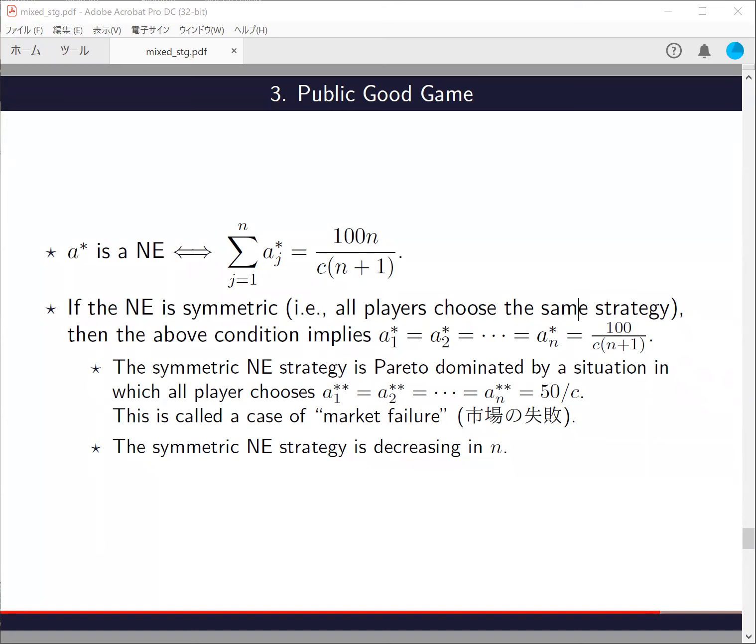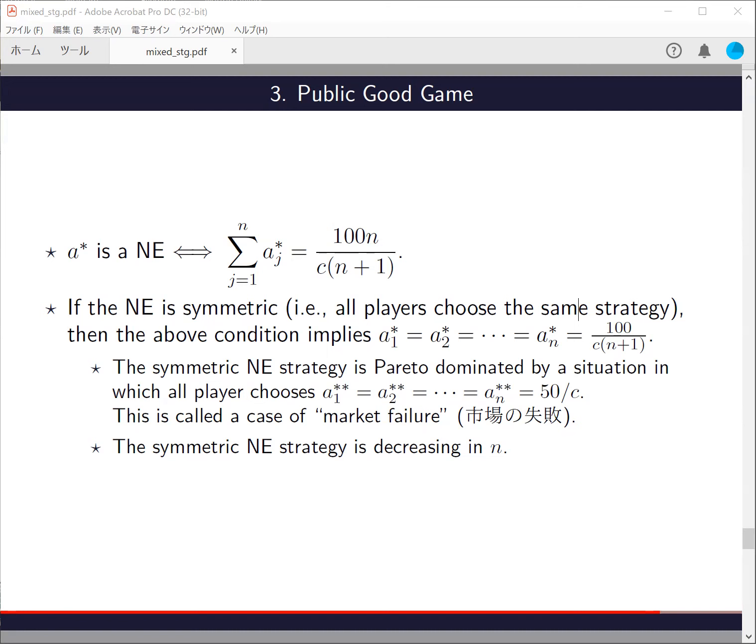Note here that the contribution amount in a symmetric Nash equilibrium is not Pareto efficient, in the sense that every player can be better off by increasing their contribution amount to 50 over c. To see this, suppose that every player contributes 50 over c. Plugging this contribution amount into the payoff of player i, you will find that player i gets indeed larger payoff than the payoff under the symmetric Nash equilibrium contribution amount.